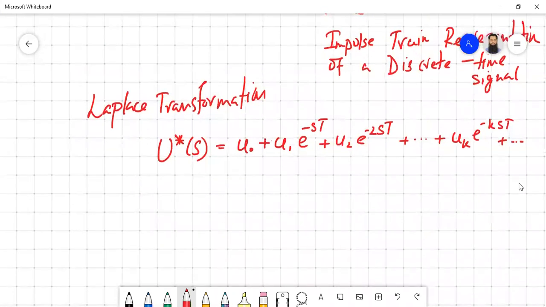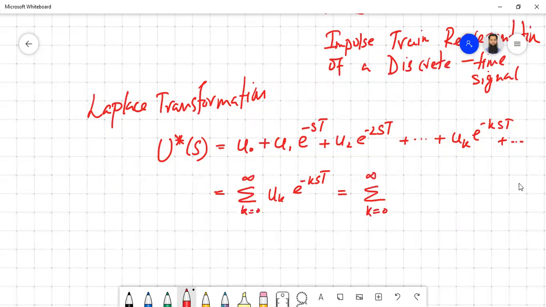If we write this in summation form, we have the summation of k equal to 0 to infinity of uk e to the power minus k sT. We can rearrange this as the summation of uk times e to the power sT, all raised to the power minus k. Now if we let this parameter be our z, then we have the summation from k equal to 0 to infinity of uk z to the power minus k. So this is the second definition.